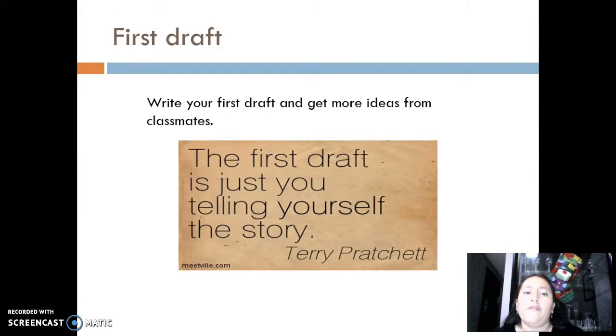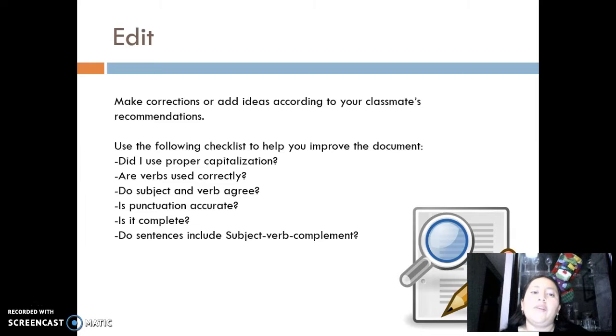After you have your first, your second, your third, your fourth, your fifth paragraphs, you will have to write your first draft, and you probably will be able to get some ideas from your classmates. And this will help to develop your first draft. Remember that you have to write 5 paragraphs. After you have the 5 paragraphs, you need to make corrections or add ideas according to your classmates' recommendations. Make sure you follow the checklist to help you improve your document.